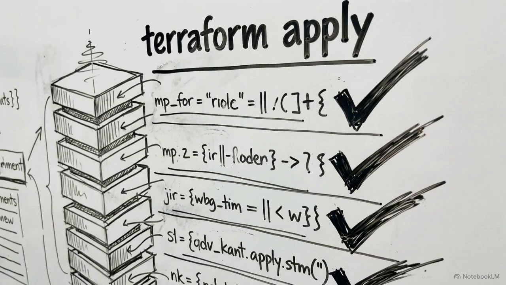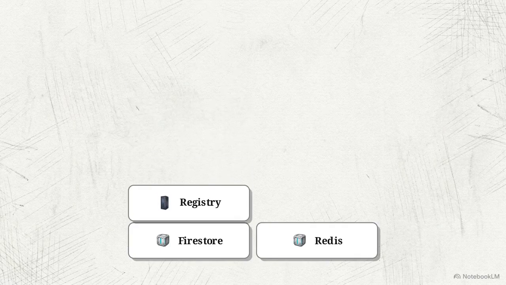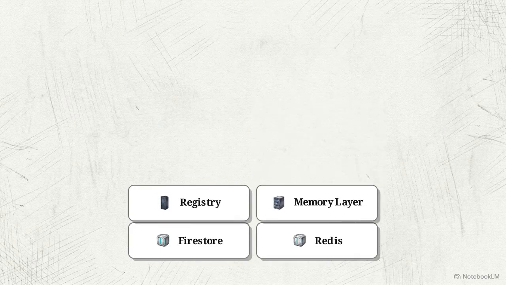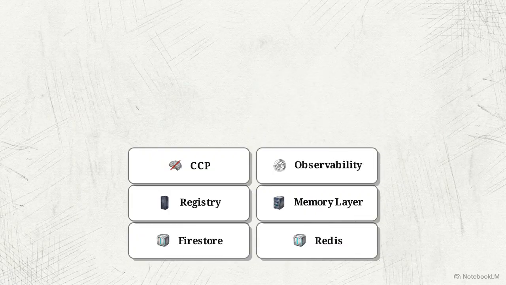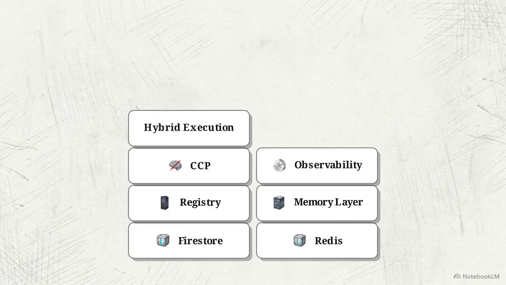We use Terraform to enforce this deployment order from the ground up. We begin at the foundation with the distributed state layer, utilizing Firestore and Redis. Next, the agent and tool registry, along with the persistent memory layer, are deployed directly on top of that state. With memory established, the brain comes online. We deploy the context control plane, or CCP, alongside a dedicated observability layer.